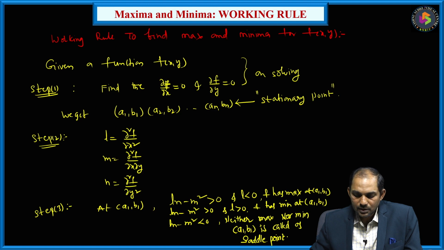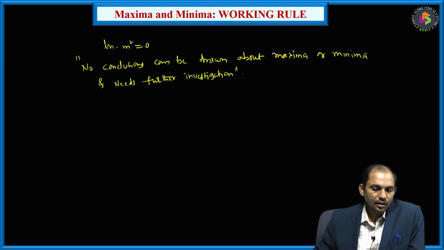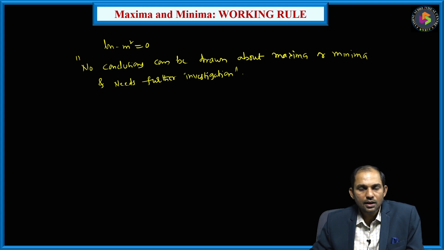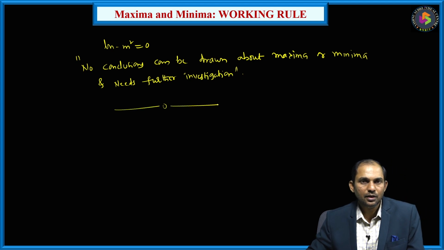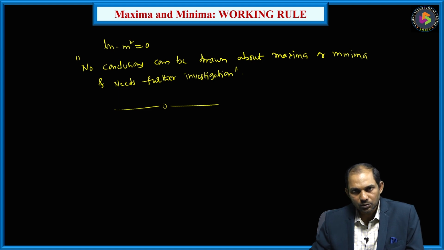And if ln minus m square is negative, we can conclude that f of x comma y has neither maximum nor minimum. In this case, this point a1 comma b1 is called a saddle point. And if ln minus m square is equal to 0, we have to conclude that no conclusion can be drawn about maxima or minima, and it needs further investigation. So this is the working rule for finding the maxima and minima for a function involving two variables.